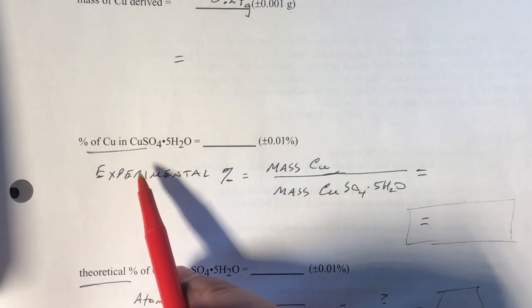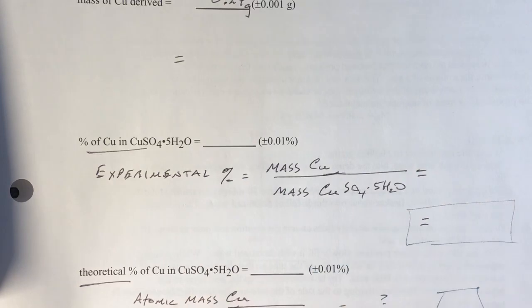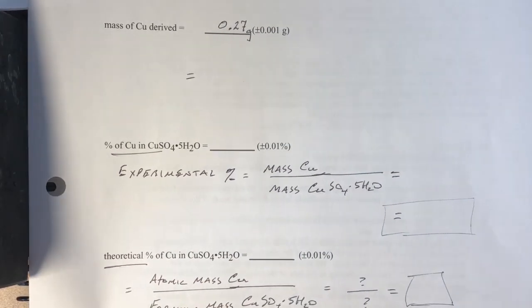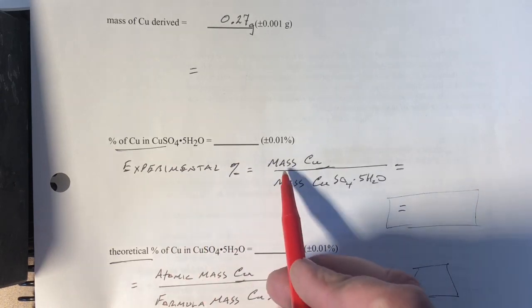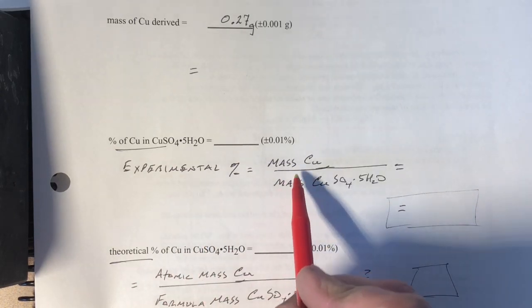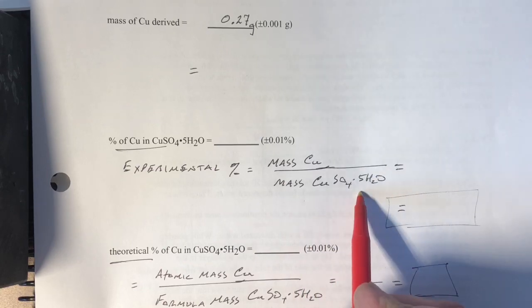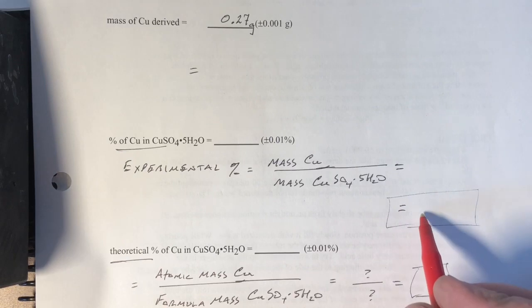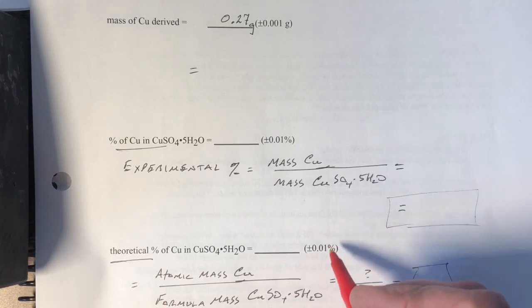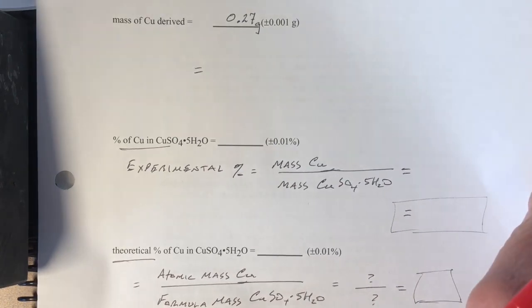This first percent copper in copper sulfate is the experimental percent copper. So we really need to define our equations here, our terms, and this percent copper is going to be defined as the mass of copper we recovered divided by the mass of the copper sulfate pentahydrate that we started with. So work those out, it's just the ratio of those previous two numbers, multiply by 100, and that's our percent. Somewhere in the neighborhood of 25% by mass.